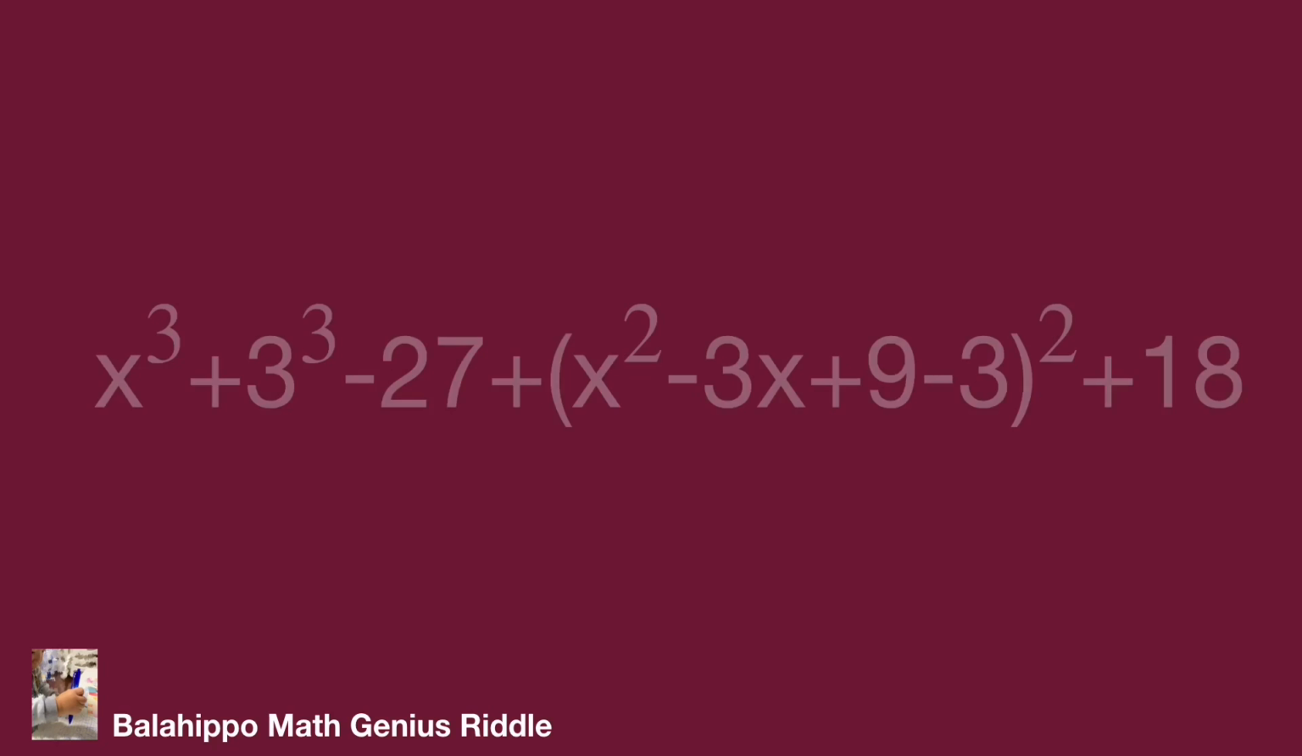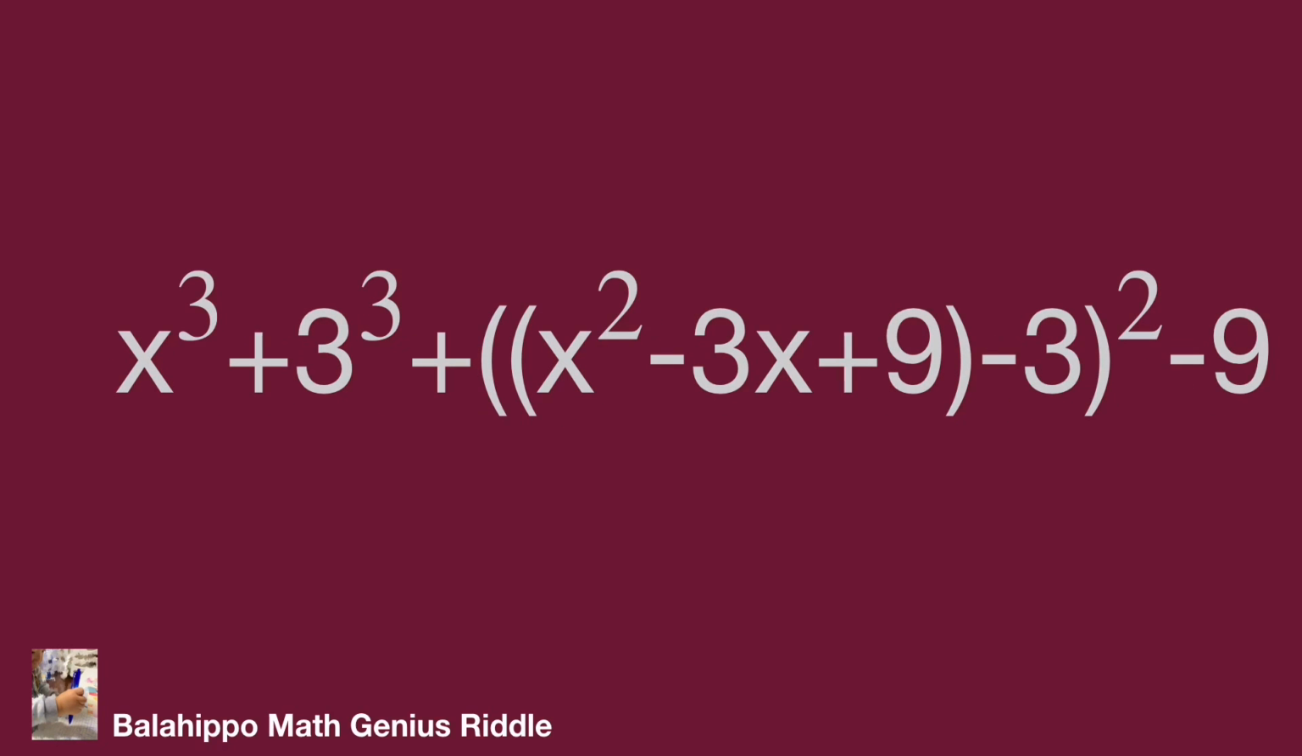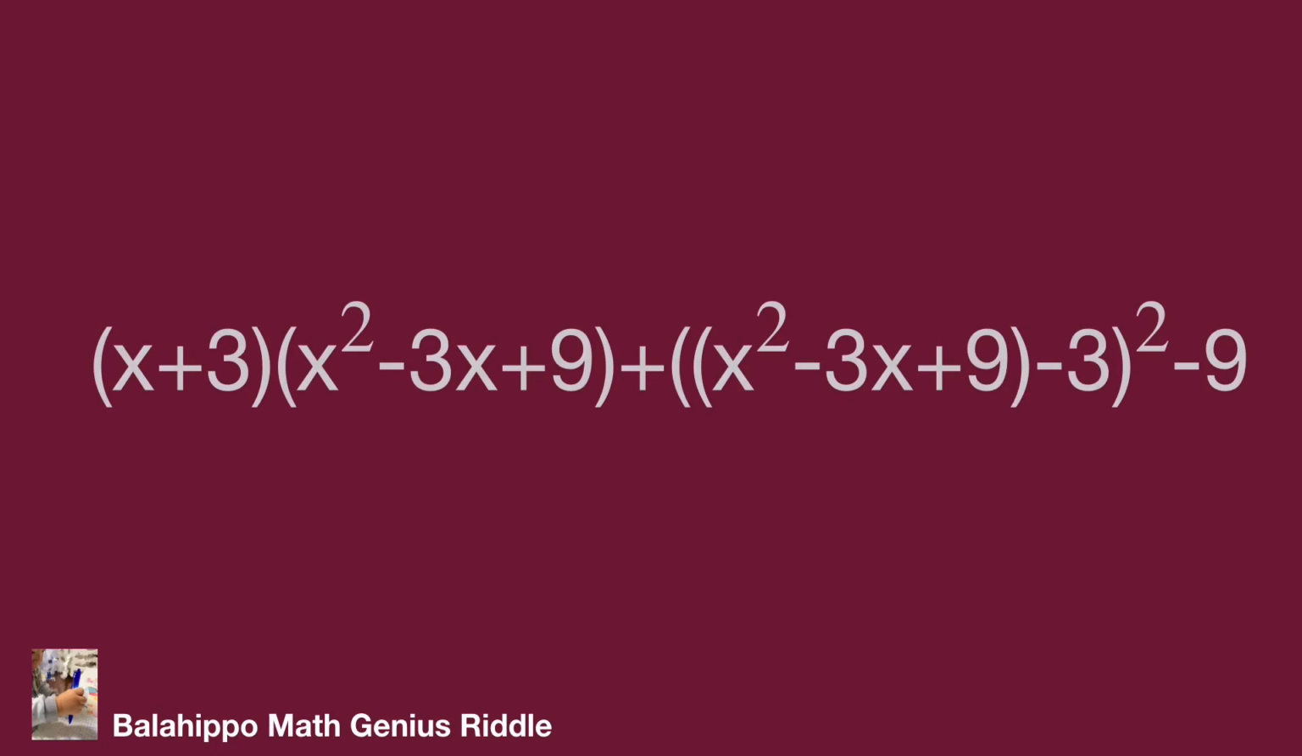Expand the numbers. Adjust as the formula pattern. x cubed plus 3 cubed plus (x squared minus 3x plus 9) minus 3 squared minus 9. Then factorize x cubed plus 3 cubed as (x plus 3) multiplied by (x squared minus 3x plus 9).